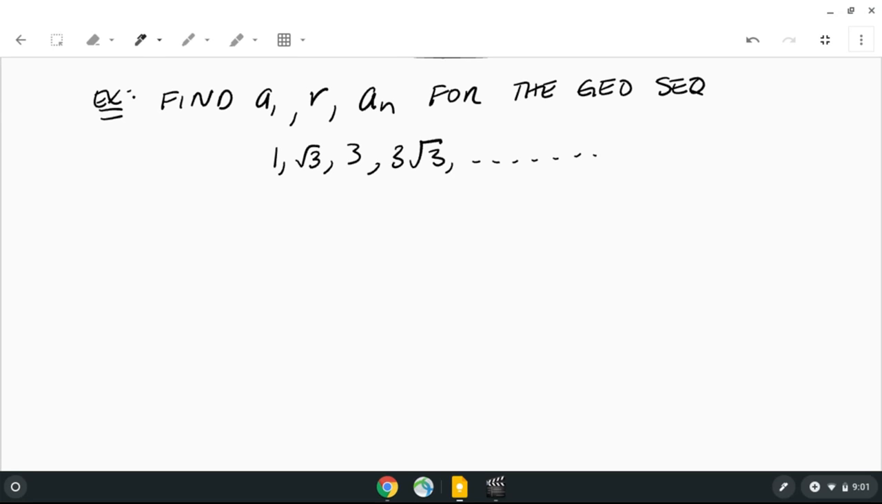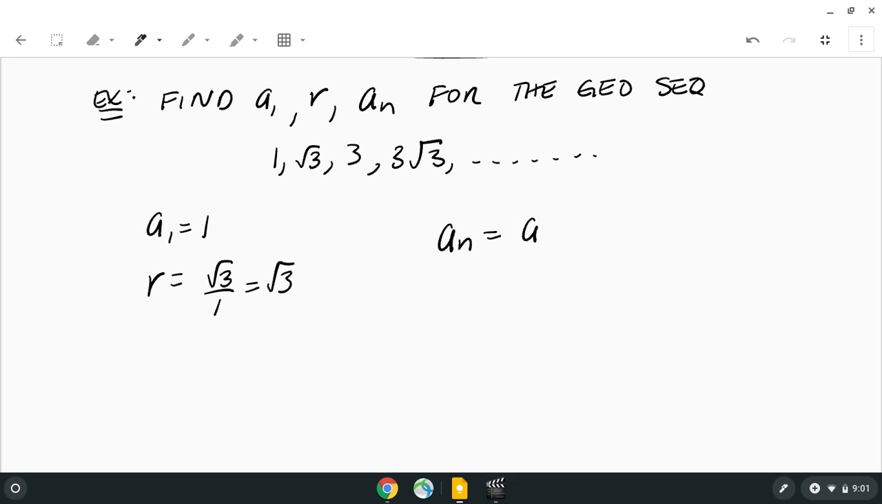All right, so we know A1 is 1. We know R is going to be square root 3 divided by 1, which is square root 3. Once we know those two things, then we can write our AN formula. Again, different textbooks use A1 synonymously.